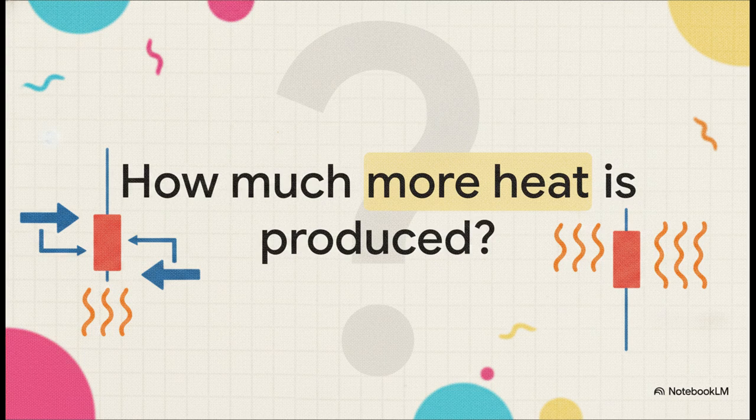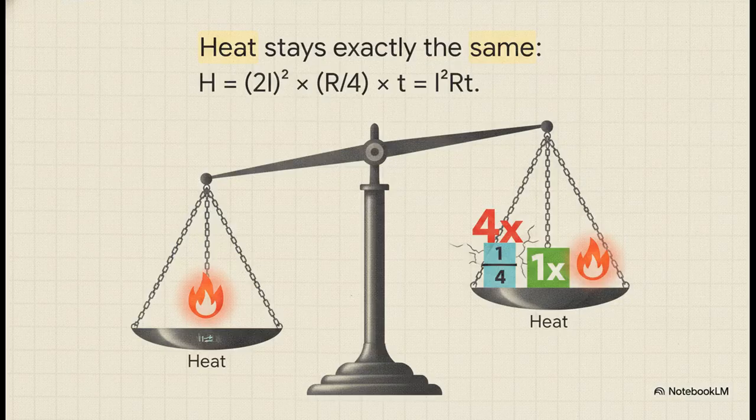Let's pause and really look at this exact super tricky scenario from our source material. If a question tells you the current flowing through a conductor is doubled, but the resistance is decreased by 4 times, how much more heat is produced? Just think about that for a second. The answer? The heat stays exactly the same.